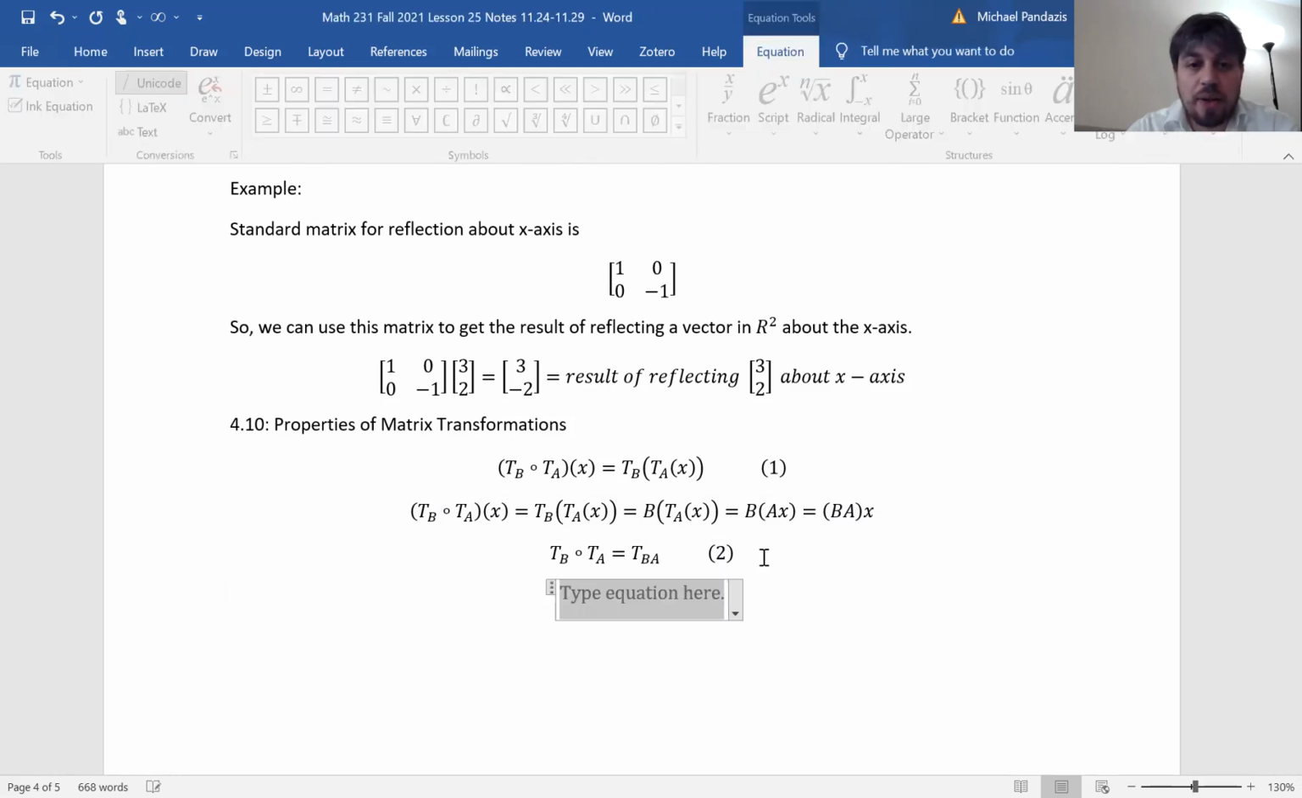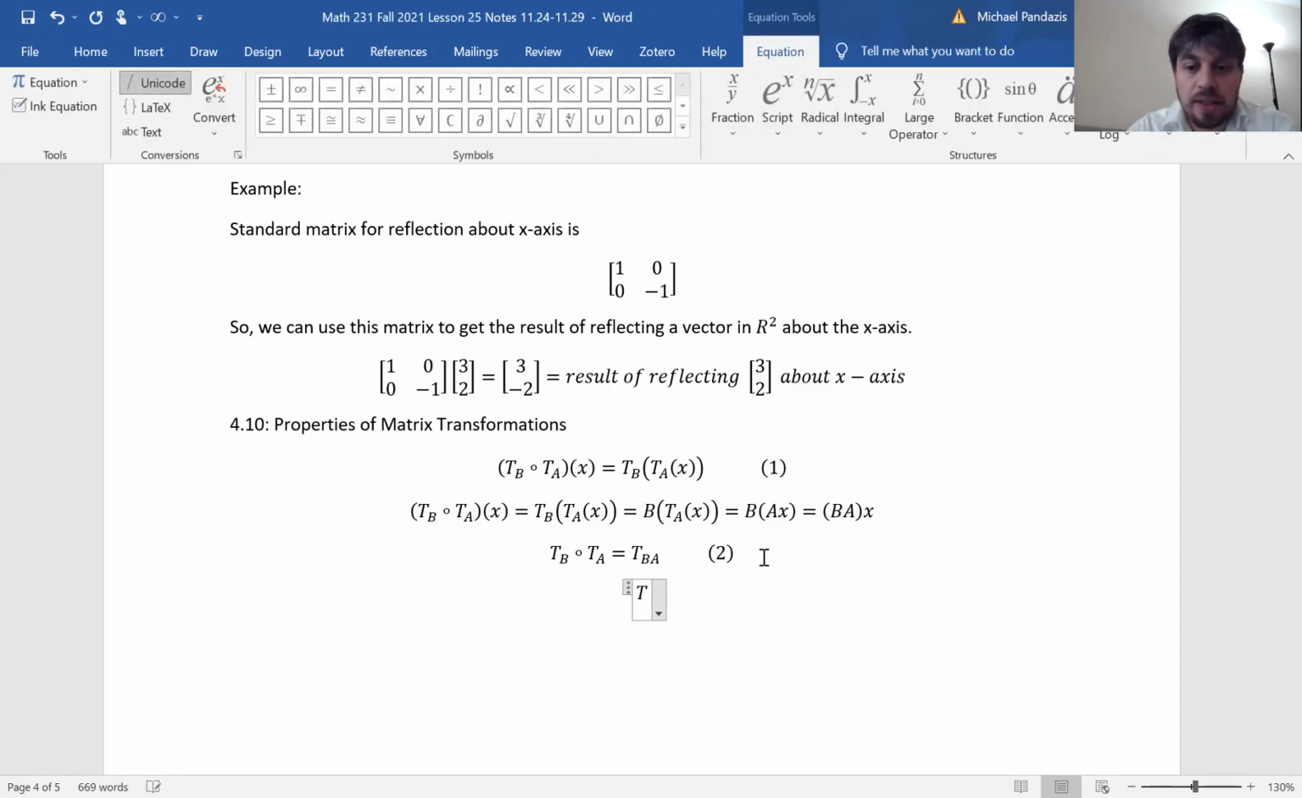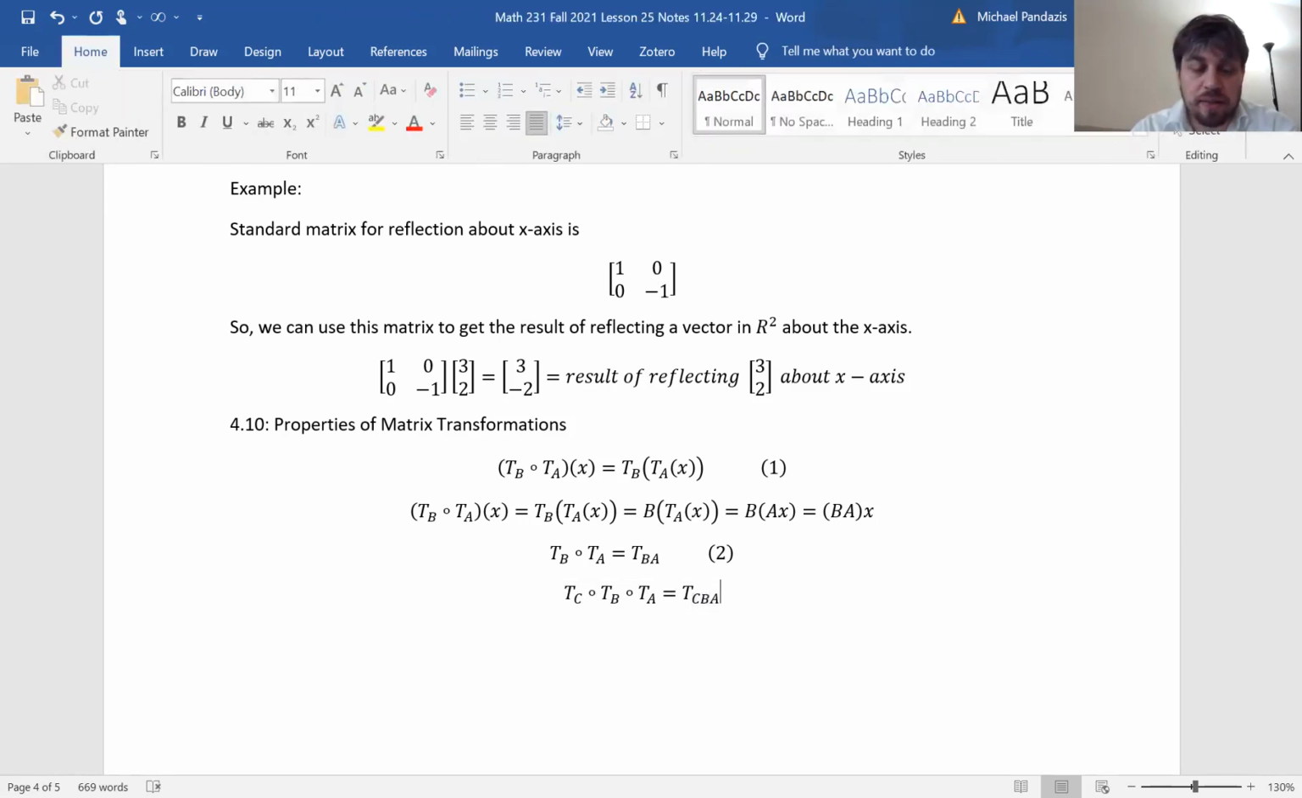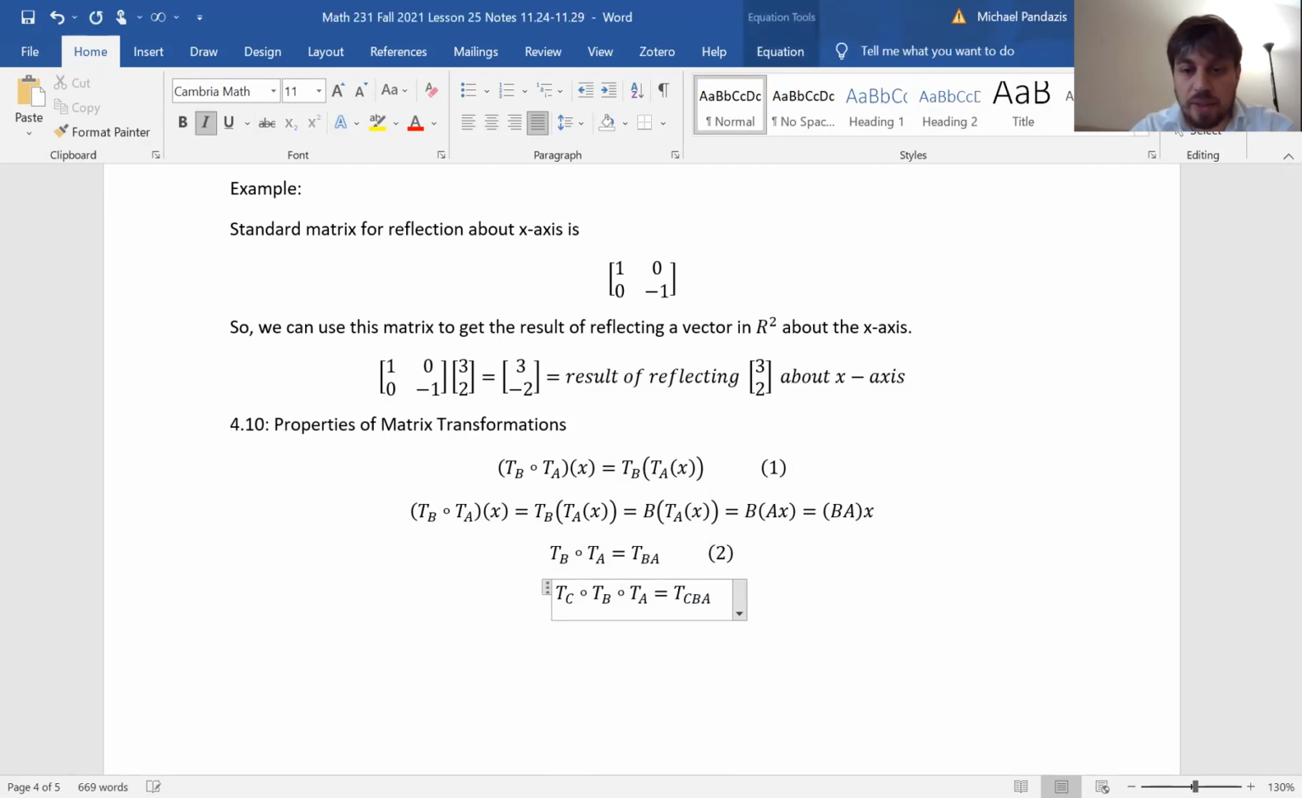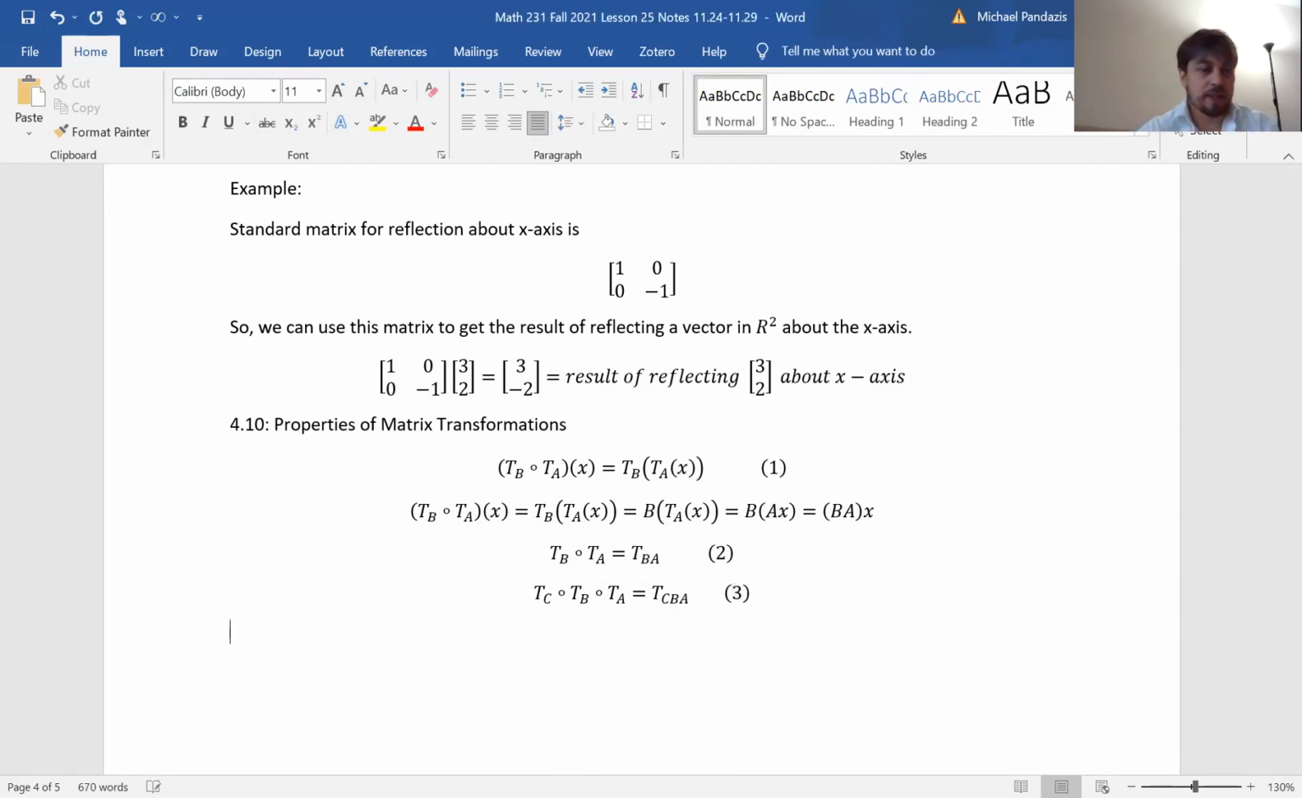Okay, and so if you have T sub C composed with T sub B composed with T sub A, it's equal to T sub CBA. Okay, left multiplication by A, then B, then C is the same as a single left multiplication by CBA. And this is equation 3.